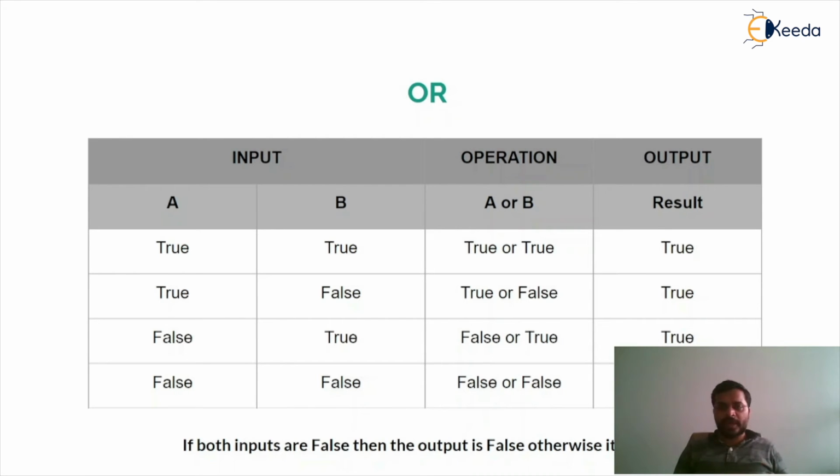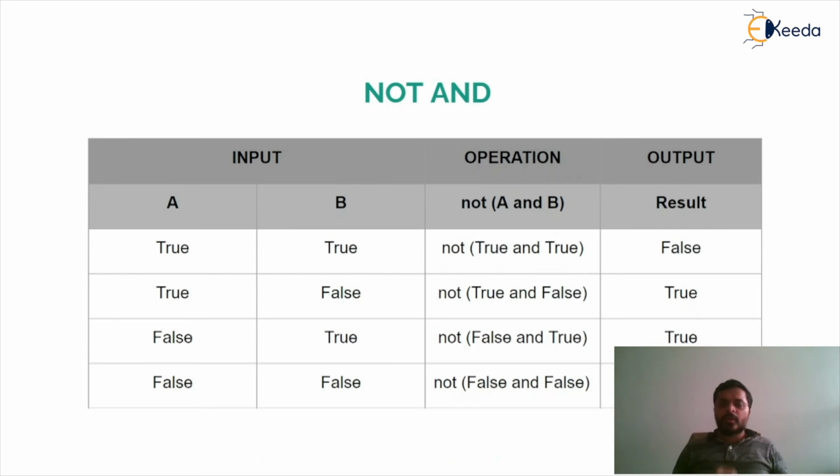Now here is a truth table for the OR operator. Again, we have two values as an input, A and B. And since there are two values, we have 4 combinations as we had for the AND operator. Now when we are using the OR operator, true or true becomes true as an output. When we have input as true or false, the output is true. False or true, the output is true. False or false, the output is false. So hence, we can deduce here that if both the inputs are false, then the output is false, otherwise it's true.